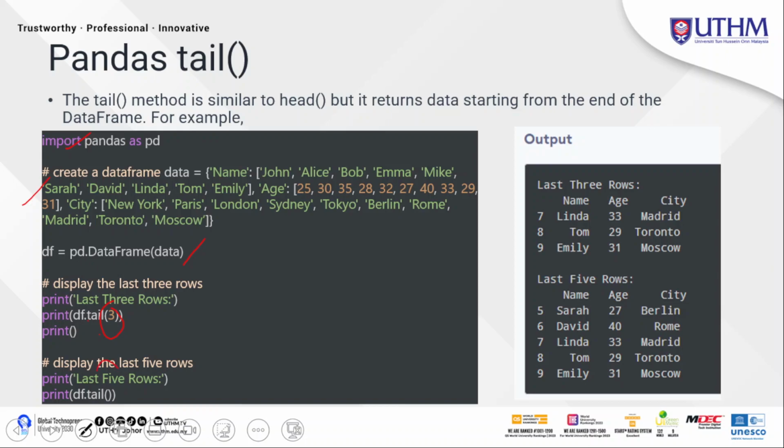And in order to get the last 5 rows, you just need to apply the tail method directly. Okay, df.tail parentheses, done. You don't have to mention 5 inside the parentheses. So you'll get this answer.